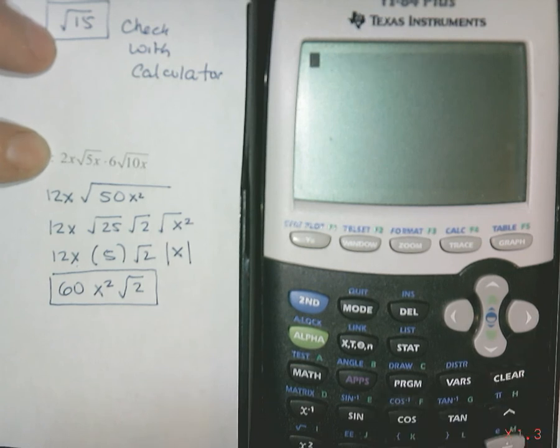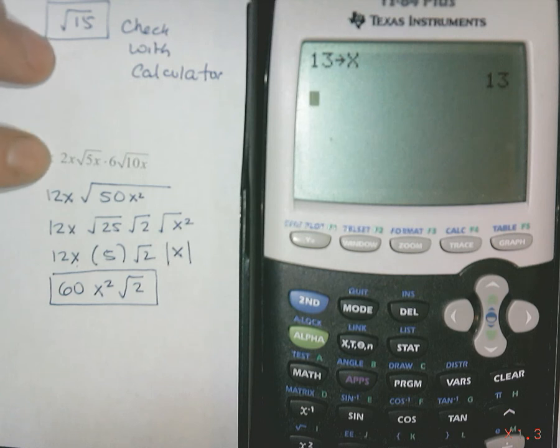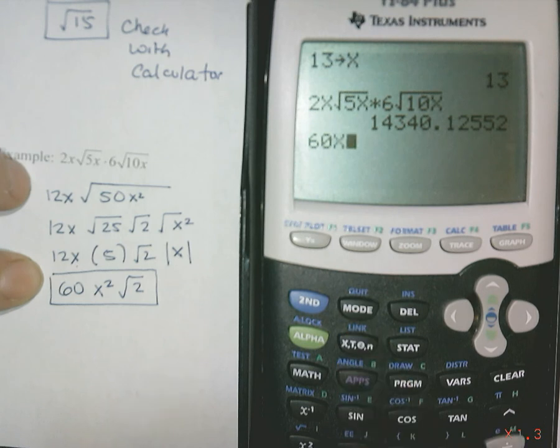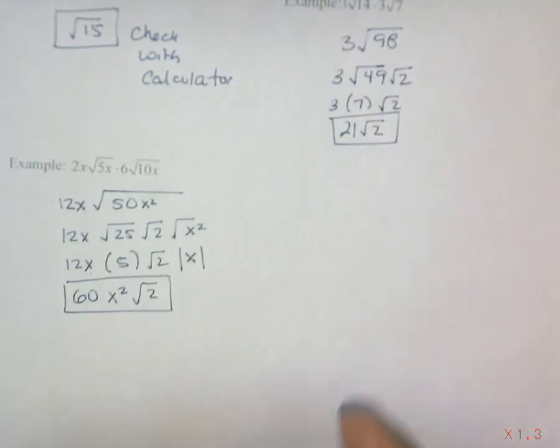13, my favorite number. Let's store 13. I should have known that before I looked at it. And then I'm going to do the same thing again: 2x square root of 5x times 6 square root of 10x. And I get this huge number, 14,340.125. I don't care about that number, but then I'm going to come down here and check my answer. So 60x squared and then square root of 2. And I have the same number, so I'm confident that's the correct answer.